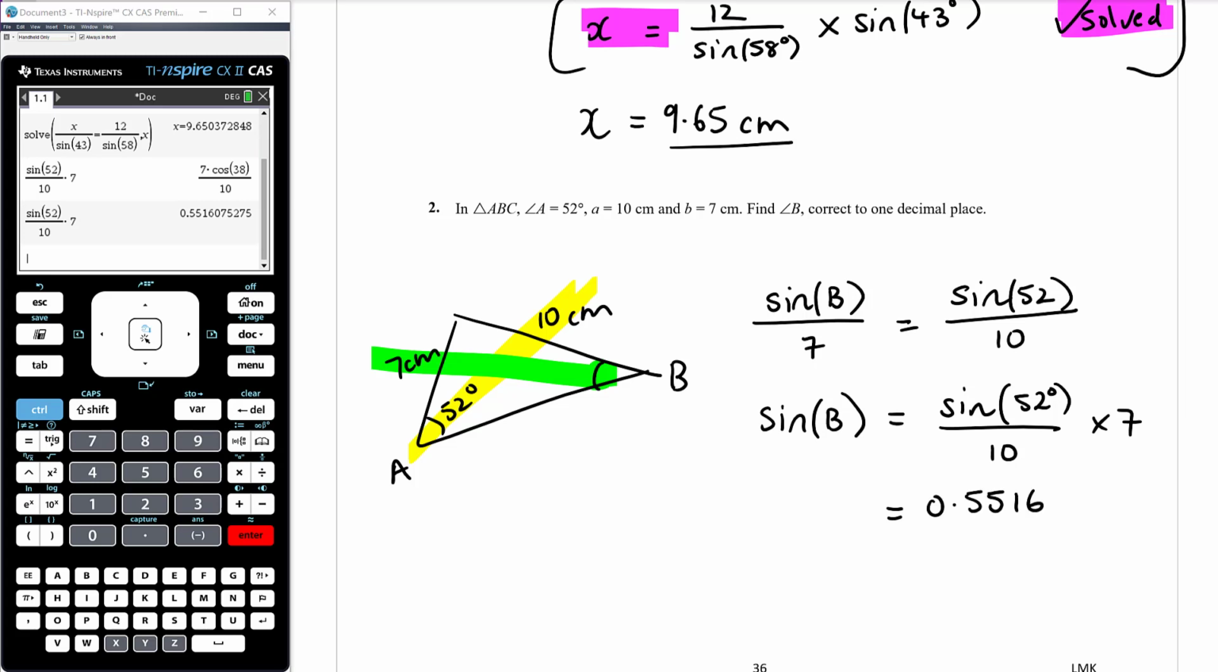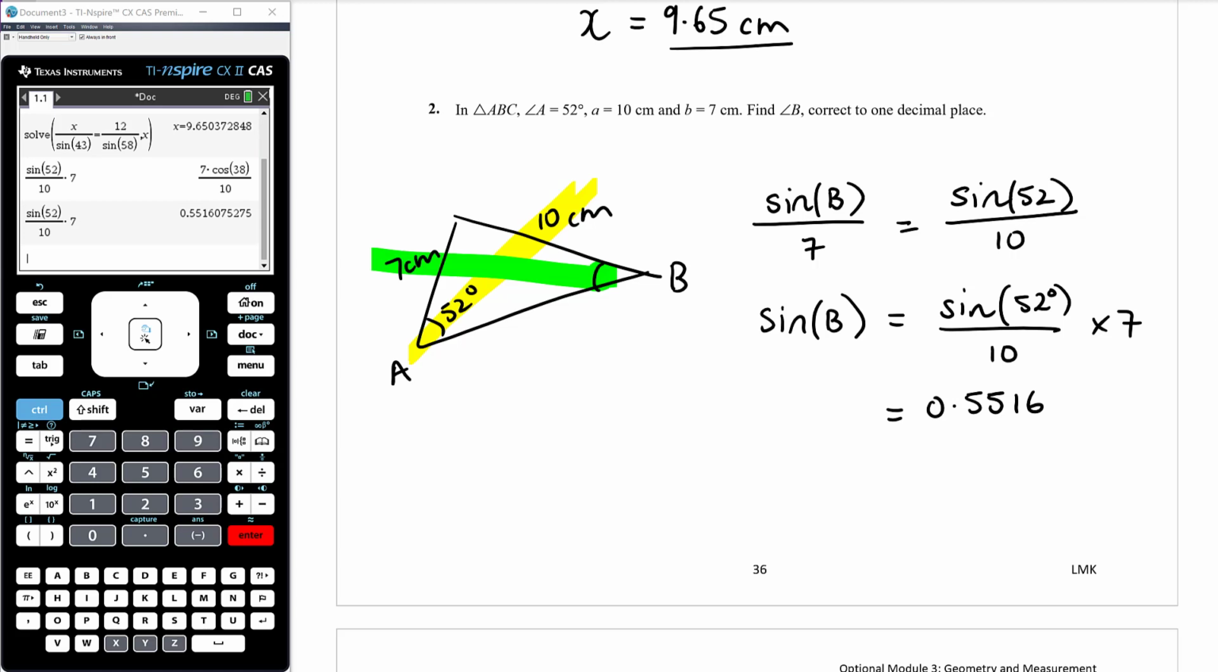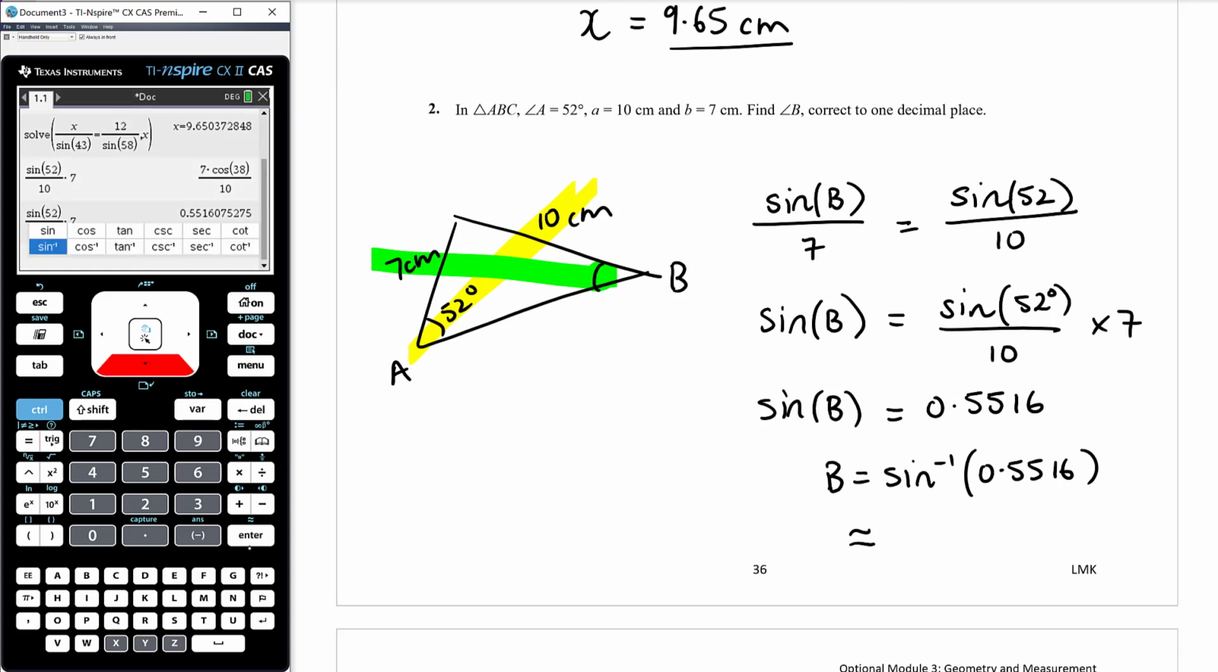Okay, so that is 0.5516. I know I want my final answer to 1 decimal place, but that's not my final answer, so I'm just going to keep that to a bit more accuracy. And then we know to solve for B, so this doesn't equal B, this equals sine of B. And so we know that B would be inverse sine of 0.5516. I always do that, inverse sine of this answer here.